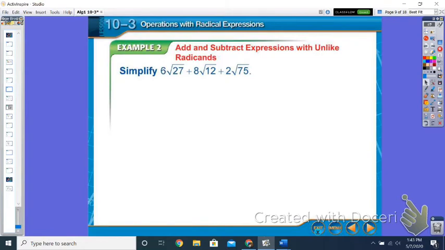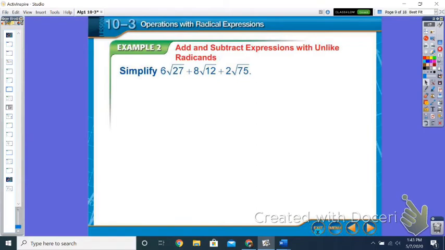All right. So how about this one? So none of those match, right? 27, 12, and 75. None of the radicals are the same. However, all of them can be simplified. So that's the first thing I want to do, because they might actually be the same once I simplify them.